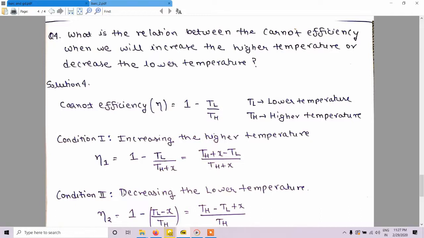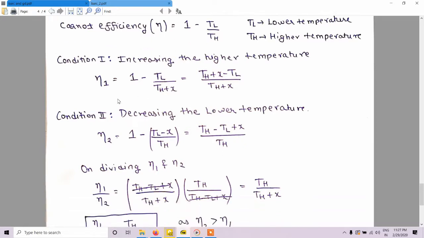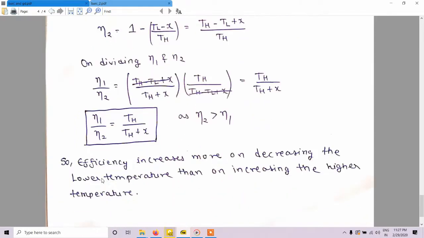Condition 2 is decreasing the lower temperature by X. Eta 2 is equal to 1 minus (TL minus X) upon TH, which gives (TH minus TL plus X) upon TH. On dividing eta 1 by eta 2, these two terms get cancelled and we get TH upon (TH plus X). As we know, TH is smaller than TH plus X, so eta 1 is smaller than eta 2. So efficiency increases more on decreasing the lower temperature than on increasing the higher temperature.